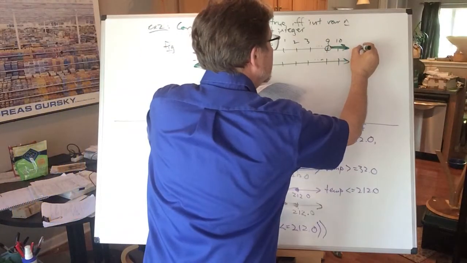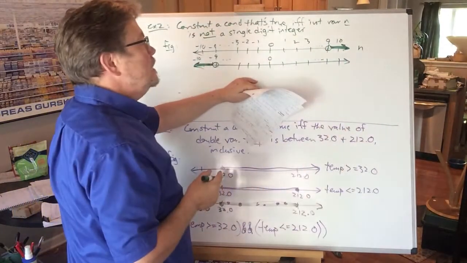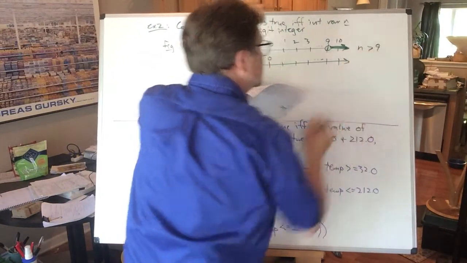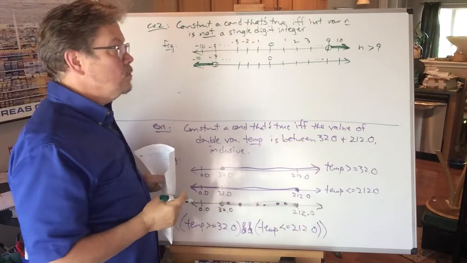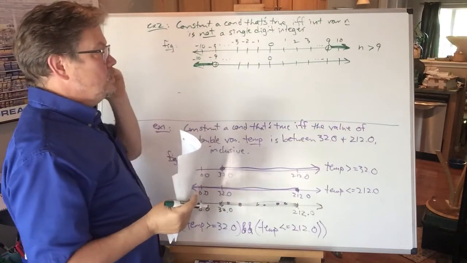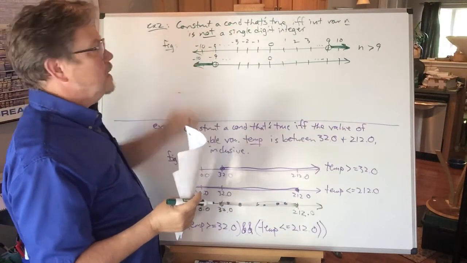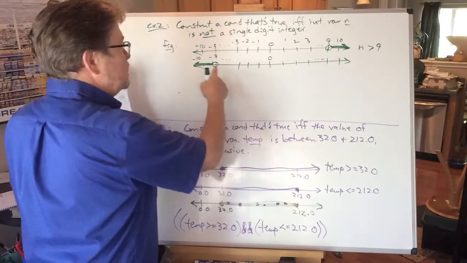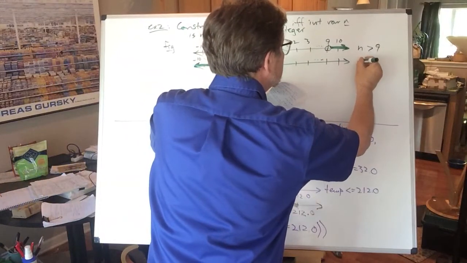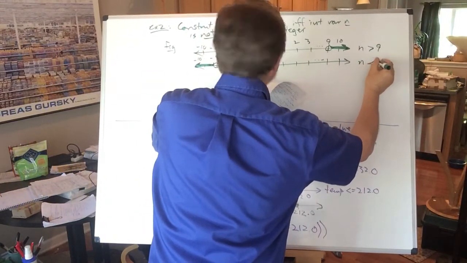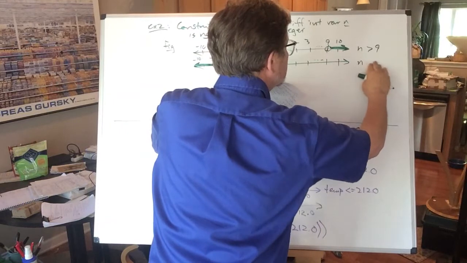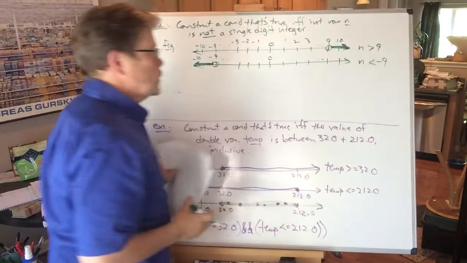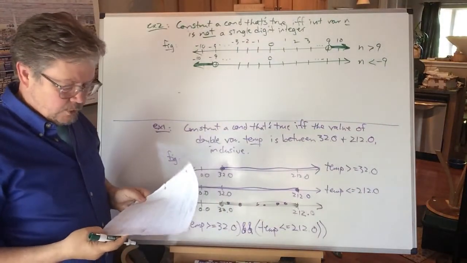N is the variable of the day. N is strictly greater than 9. I don't want greater than or equal to, because that will make it true if n is equal to 9. N equal to 9 is a single-digit integer, so I don't want to use that one. Same thing down here. This condition is n is less than negative 9. So far, so good.